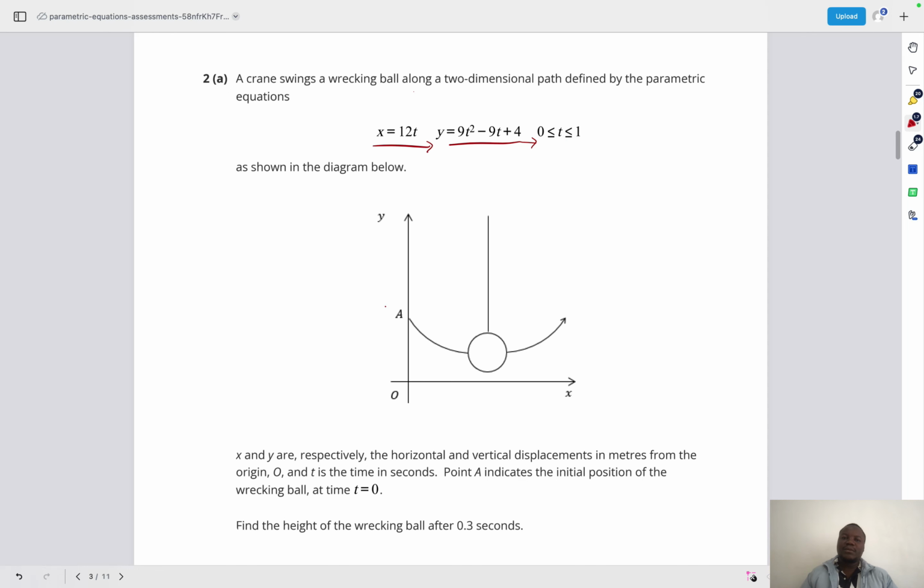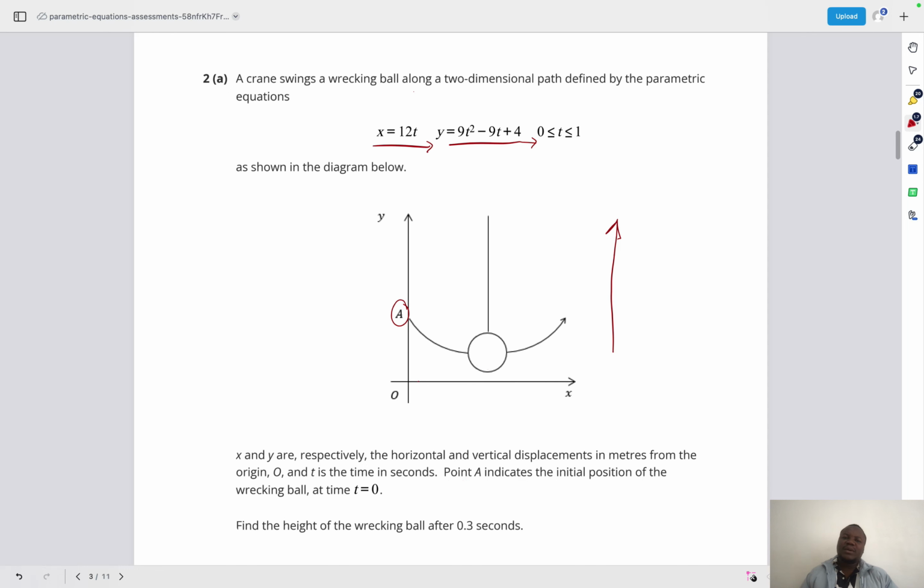So you've got this wrecking ball that is swinging more like a pendulum. Now, in this case, we need to know that y is talking about the height of this wrecking ball, and x is the distance it is covering along x, or the horizontal axis. So x and y are respectively the horizontal and vertical displacement in meters from O. O is here, the origin, and this is where they are going to release the ball from. And t is the time in seconds.